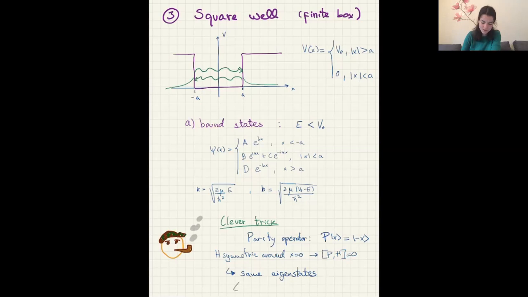And what we know about the eigenstates of the parity operator is that they have two forms. So these are symmetric states and anti-symmetric states. Which means the wave function f of x equals the wave function of minus x for symmetric, and the negative for anti-symmetric.